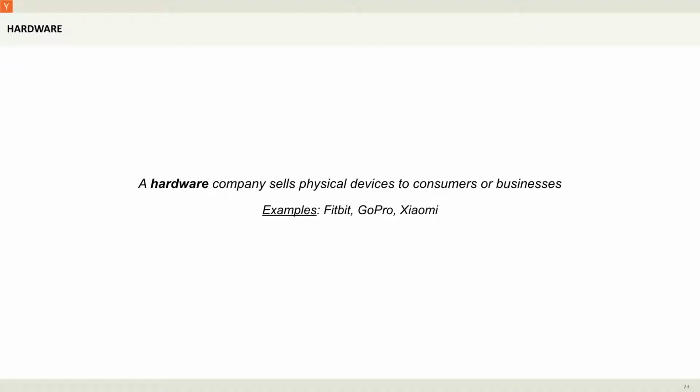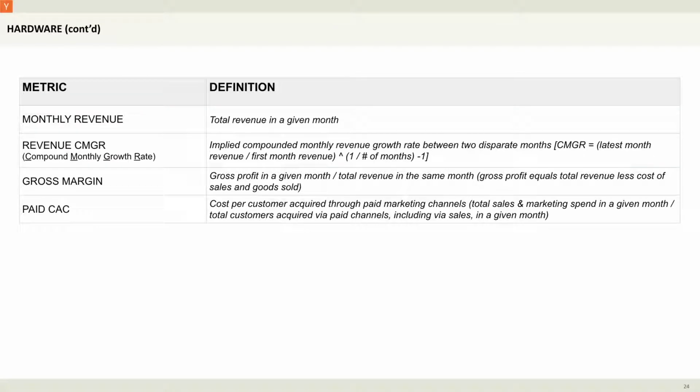The other one is hardware. It's, again, very similar to e-commerce because at the end of the day, they're selling a device. So if you're Fitbit, GoPro, Xiaomi, we'd say you're in the hardware bucket. As you can see, it's very similar to e-commerce where you look at monthly revenue, compounded monthly growth rate. You look at gross margin really carefully. Hopefully you're making profit from day one. And then paid CAC. Okay, so those are the 9 business models.